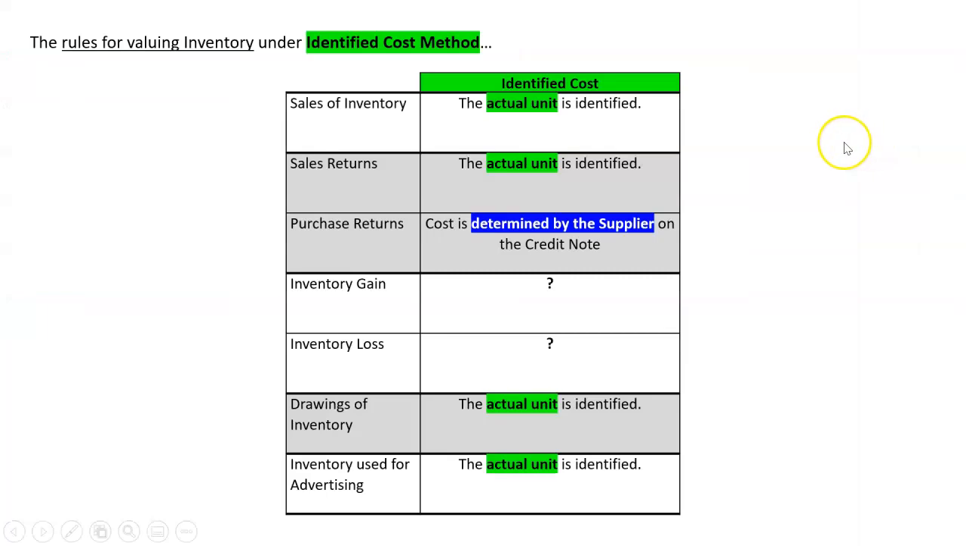And that is everything we need to know at the moment for the identified cost method. We've already done all these other transactions, so now we can update our table and say for an inventory gain, the actual unit is identified, and for an inventory loss, the actual unit is identified. So with the identified cost method, really, it's a simple rule, except for purchase returns. Just note that when we do those ones, the cost is determined by the supplier on the credit note. Otherwise, we are always going to identify the actual unit.